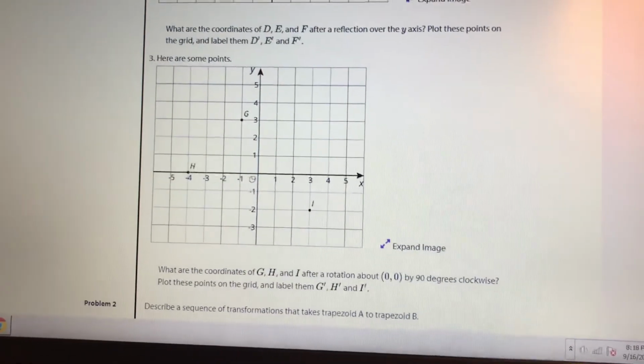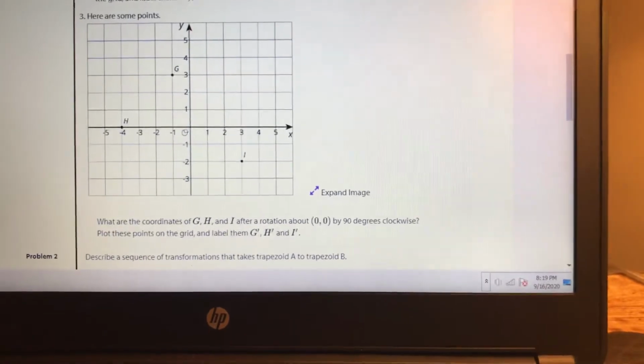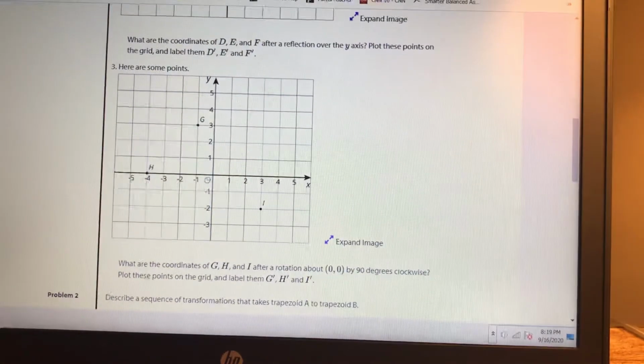Okay, hello again. I had to move locations. My phone was about to die, so I've got it all plugged in.